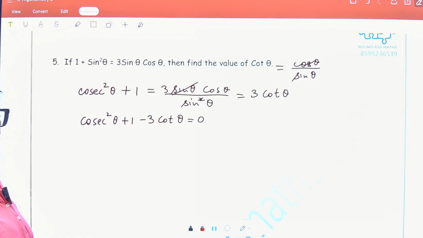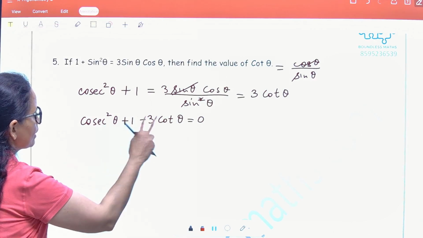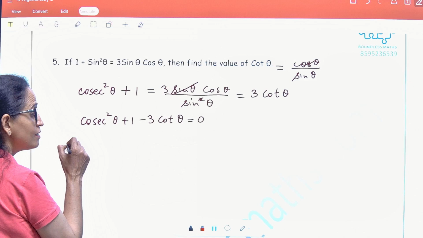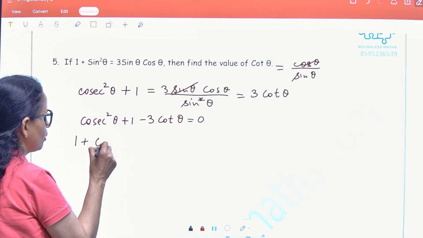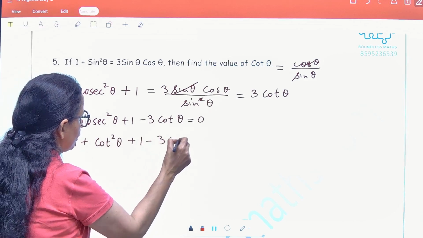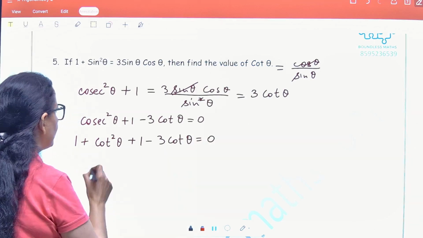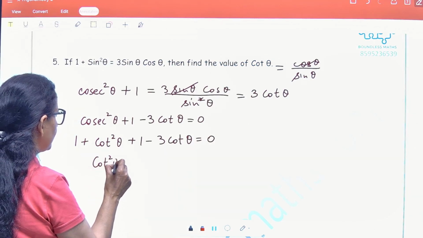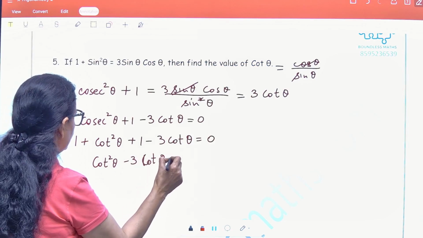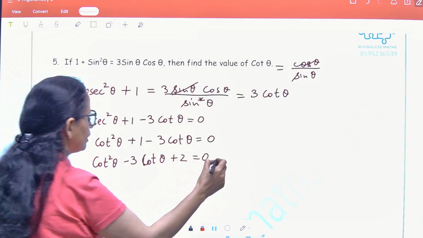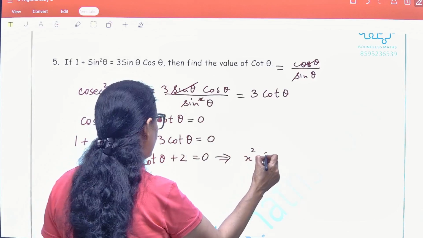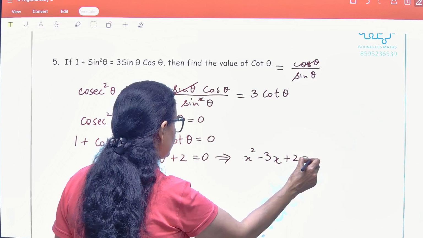We have a trigonometric identity between cosec and cot also, right? So that means I can write cosec² as 1 plus cot²θ plus 1 minus 3 cot theta remains the same. So now I get a quadratic equation in cot theta, right? Again if I write cot theta as x, it becomes x square minus 3x plus 2 equals 0.